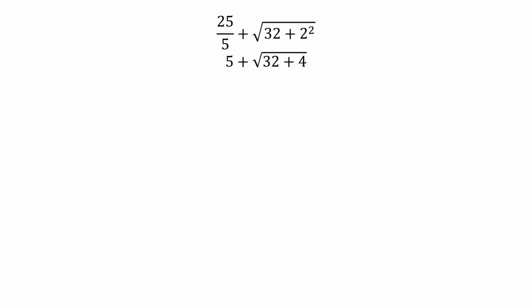Inside of that radical symbol, remember that's just the square root sign, we have to follow our order of operations. 2 squared is 4. Simplify the rest of the way inside of that radical, we get 36. Square root of 36 is 6. 5 plus 6 is 11. Okay?